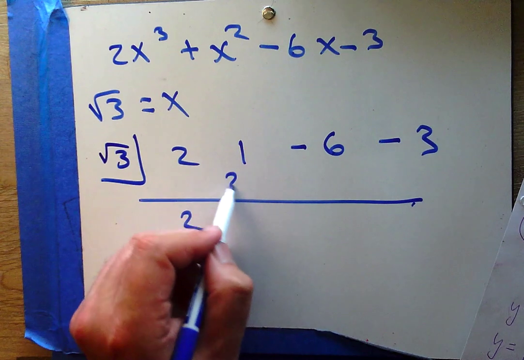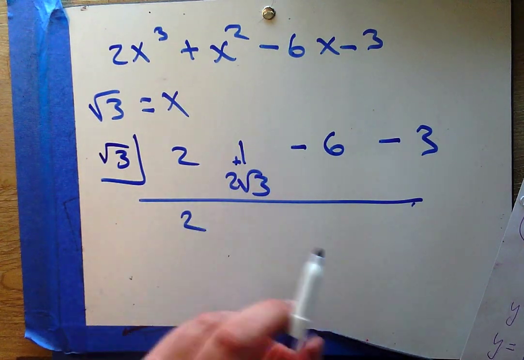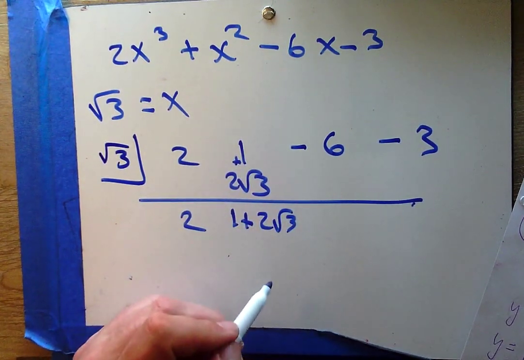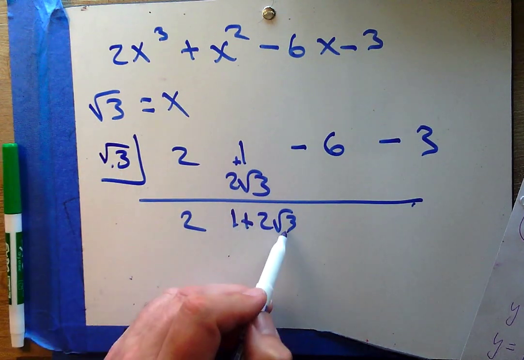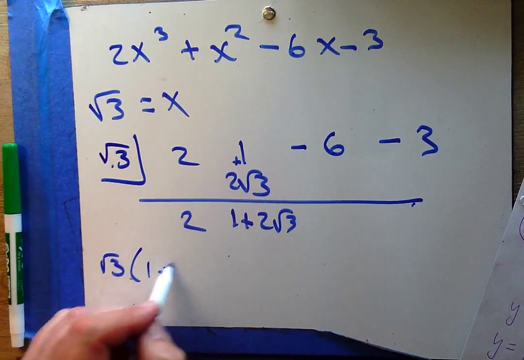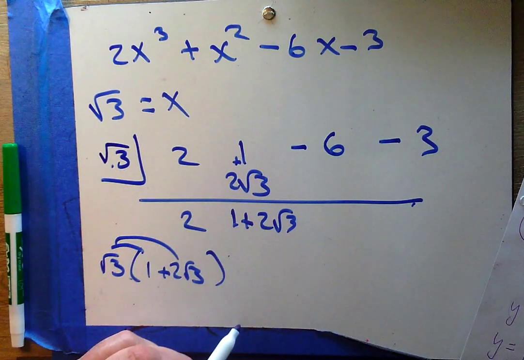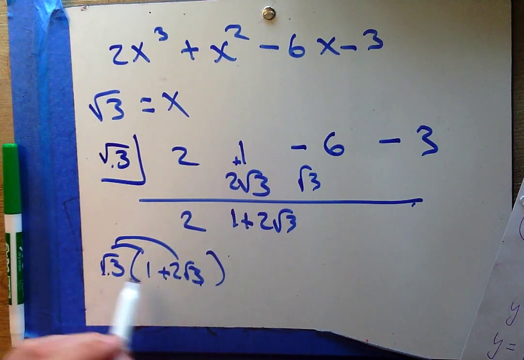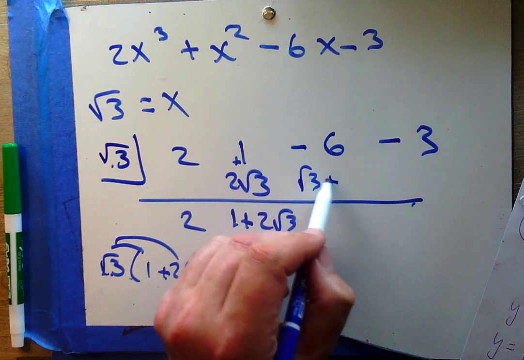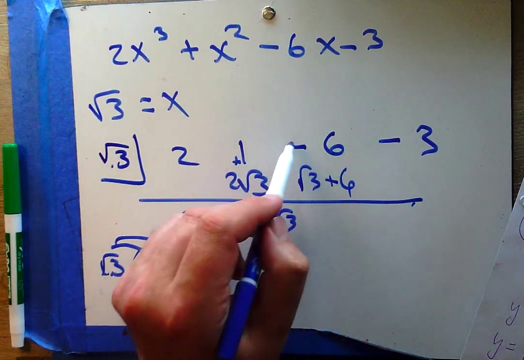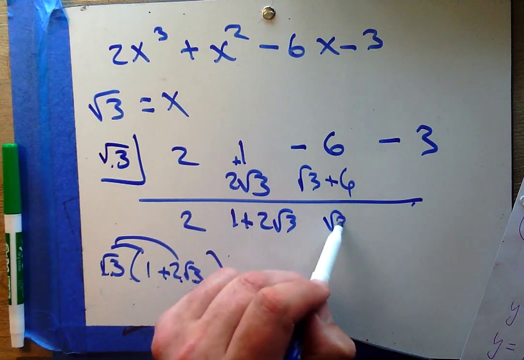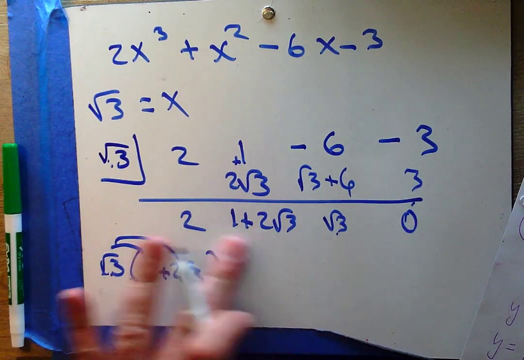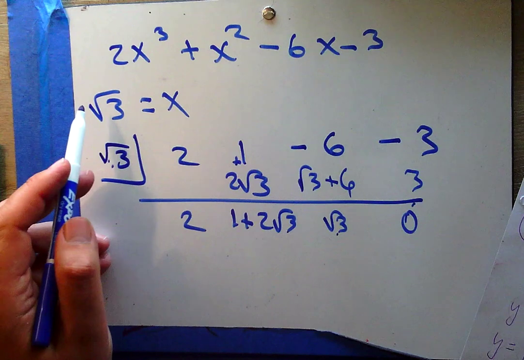2, I multiply, 2 root 3, I add. No, it's not 3 root 3. This doesn't have a radical. It has to be 1 plus 2 root 3. Now I'm going to multiply this to each of these. That's distributing. Root 3 times 1 plus 2 root 3. I have to distribute. And so I'm going to end up with root 3, and then 2 root 3 times root 3. Well, root 3 times root 3 is 3, times that 2 is 6. And I add these, and conveniently this minus 6 and plus 6 cancel out. And then root 3 times root 3 is positive 3. I add these and get 0. So it's true, root 3 is one of my x-intercepts.